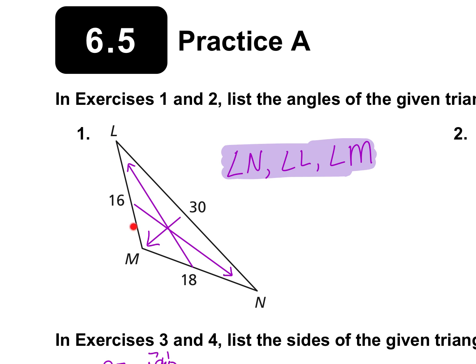Because side 16 is my smallest one, I'm going to look at my opposite angle, which is N. So angle N should have come first. Please don't forget your angle signs. And then 18 is my middle number, so angle L is my medium angle. And because this segment is 30, which is my largest, angle M is going to be my largest angle.